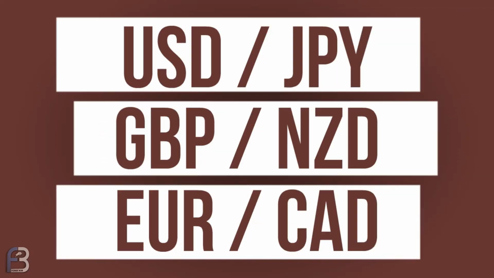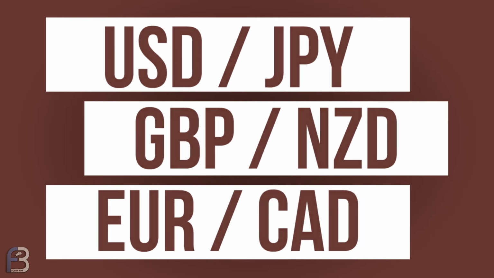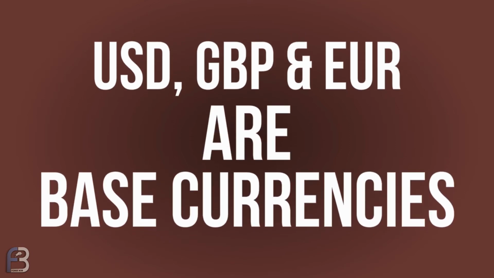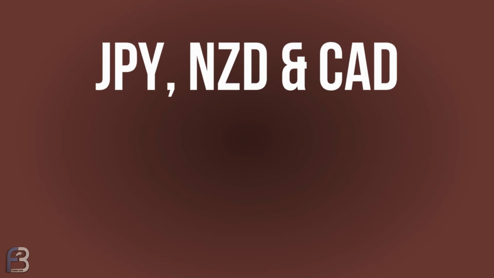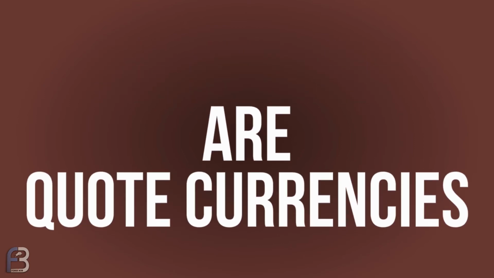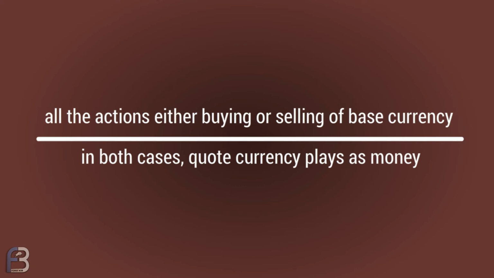Let's have some more examples, like USD JPY, GBP New Zealand dollar, and Euro Canadian dollar. In these pairs, USD, GBP, and Euro are base currencies, while JPY, New Zealand dollar, and Canadian dollar are quote currencies. While trading Forex, in all the actions, either buying the base currency or selling the base currency, in both cases, the quote currency plays the money part.